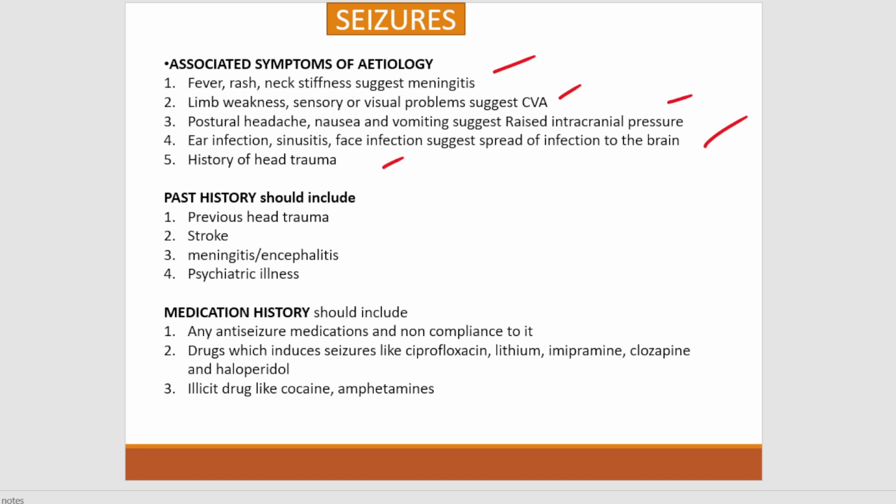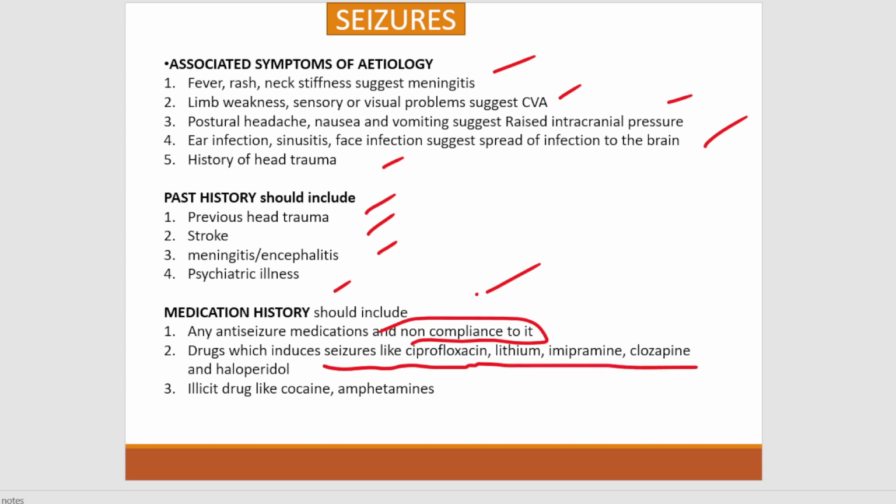Then we will also ask about history of recent head trauma. Past history should always include previous head trauma, stroke, meningitis, encephalitis, and any psychiatric illnesses. In medication history, if the patient is already epileptic and not taking medication, we'll ask about non-compliance. Drugs which induce seizure are ciprofloxacin, lithium, imipramine, clozapine, and haloperidol. They decrease the seizure threshold and can cause seizure in those who are prone to seizure. Illicit drugs such as cocaine and amphetamines can cause seizure.